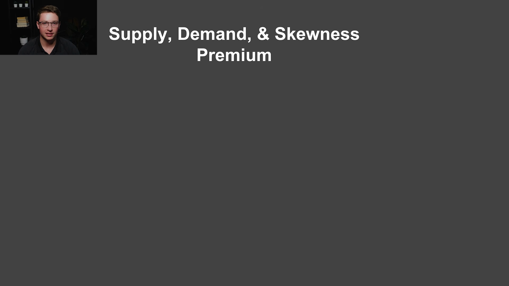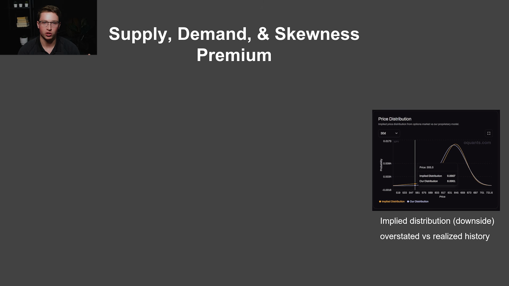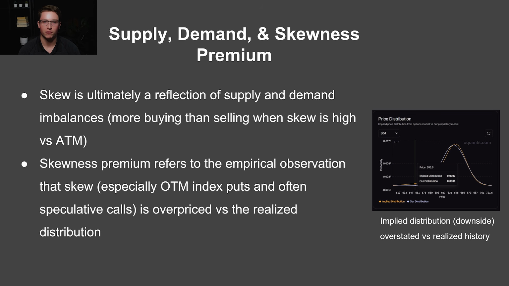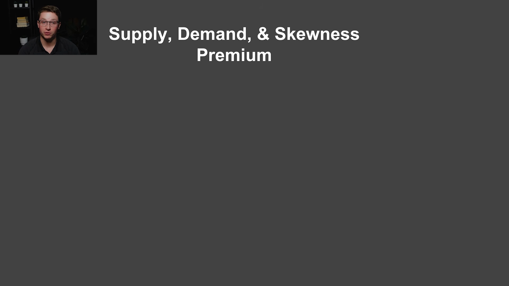Beyond statistical reality, skew is also a reflection of supply and demand imbalances in the options market. Let's revisit the risk-neutral versus real-world return distribution. The implied distribution from option prices often overstates the likelihood of downside events relative to historical observations. This leads to what's known as the skewness premium, an empirically observed phenomenon where options with high implied skew, for example out-of-the-money puts and sometimes out-of-the-money calls, are systematically overpriced in volatility terms. This mismatch opens up opportunities and explains why strategies like selling out-of-the-money puts on indices have historically generated positive expectancy.